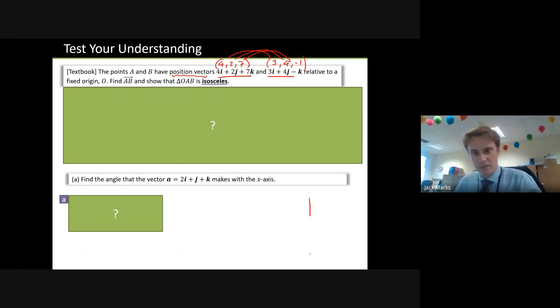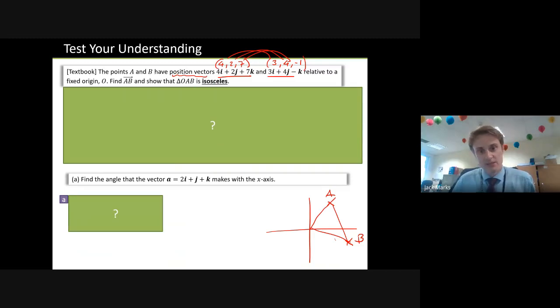So it's probably helpful, even if it's not accurate, for 4, 2, 7, you just sort of draw something like this. 3, 4, minus 1. Now, I don't really know what this looks like, okay? But I'm just doing this so I can visualize something. So OAB, well, O is the origin. A could be here, and B could be here. How do I know what the triangle looks like? I don't. I'm just using this to help me think.